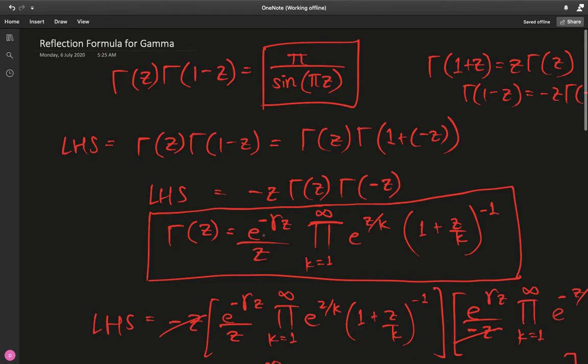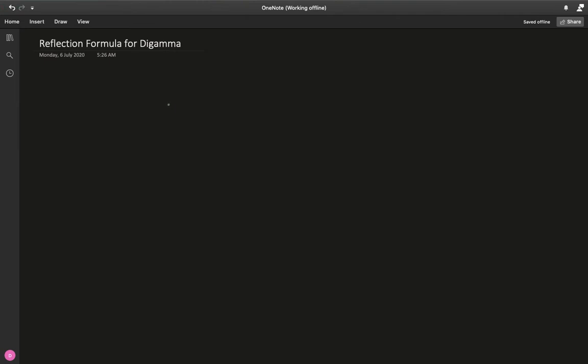Now let's move on to the digamma. Okay, so the reflection formula for digamma is digamma of 1 minus z minus digamma of z. And I'm not going to write the right hand side. I'm just saying the starting point that we need to start from. So this is equal to some exotic stuff.